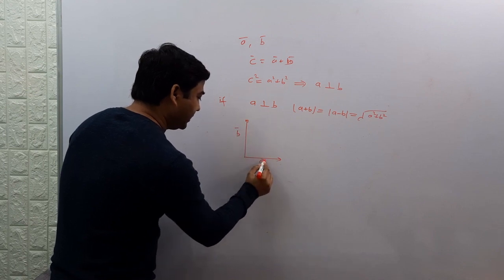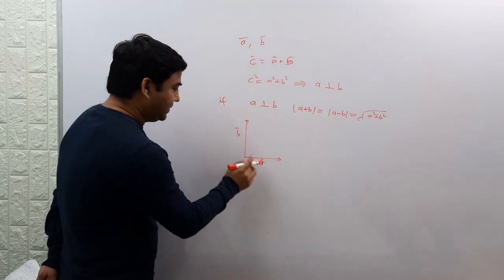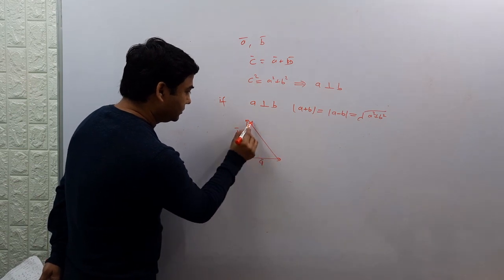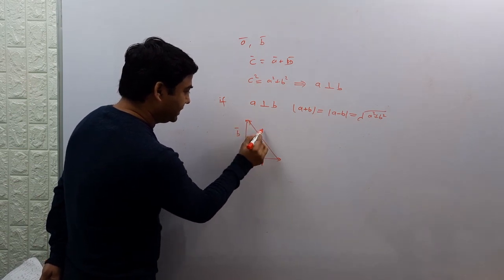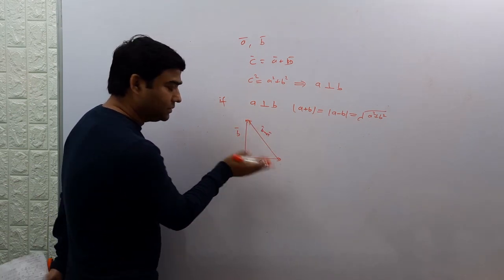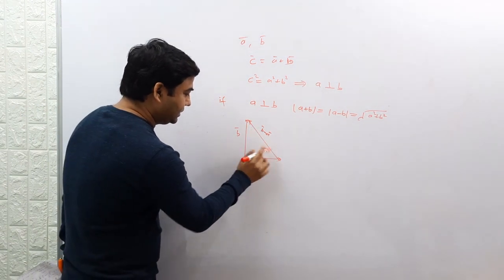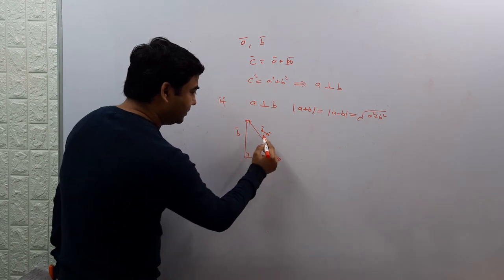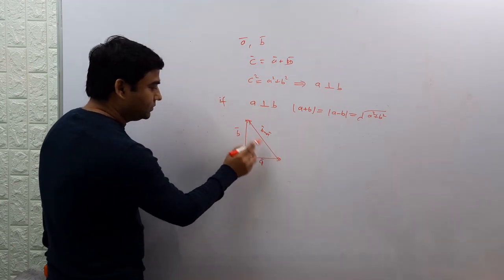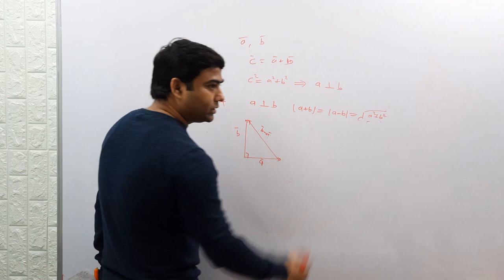B, A minus B, this is B minus A. As we have discussed in the triangle law, this is B minus A, and since these are perpendicular vectors, this length B minus A will be equal to under root A square plus B square.